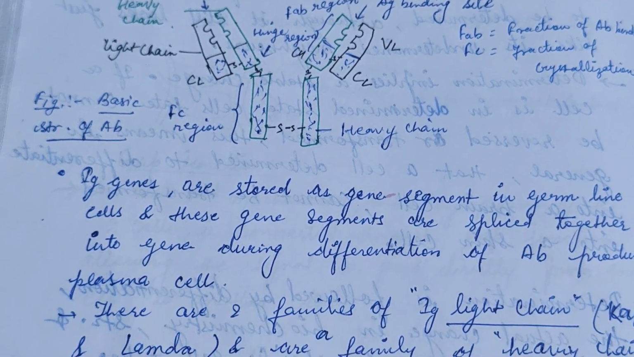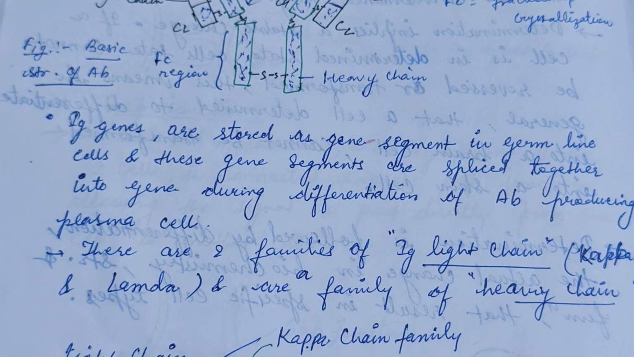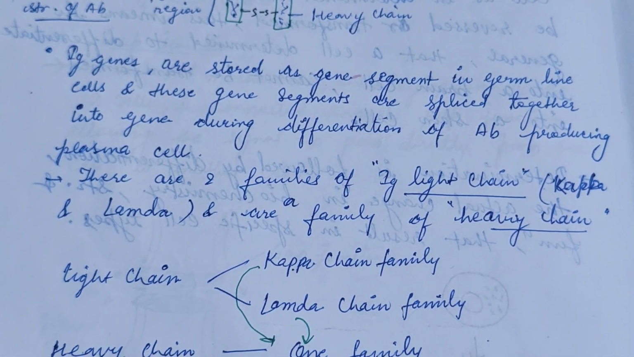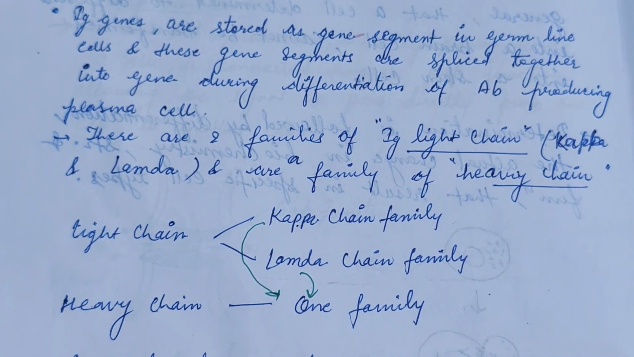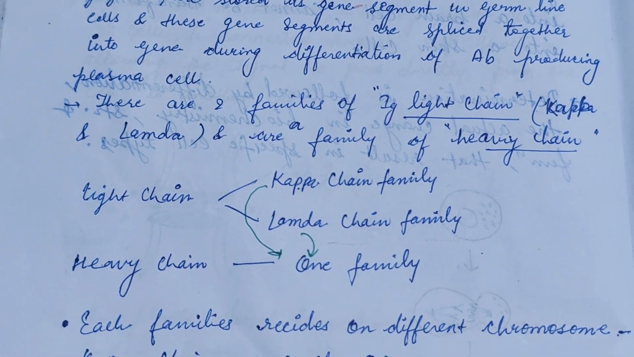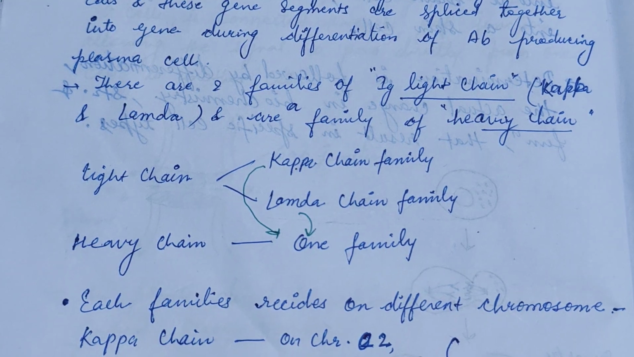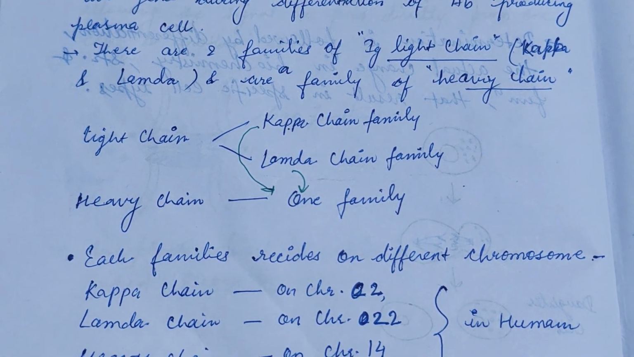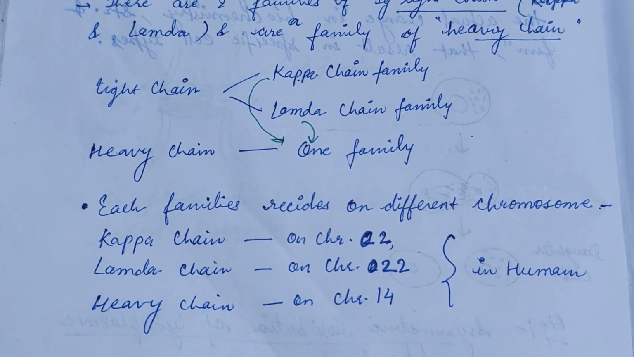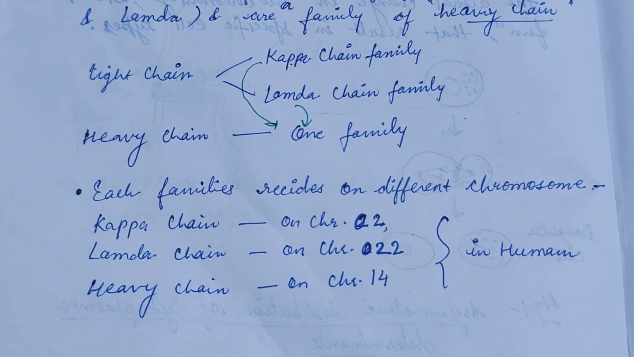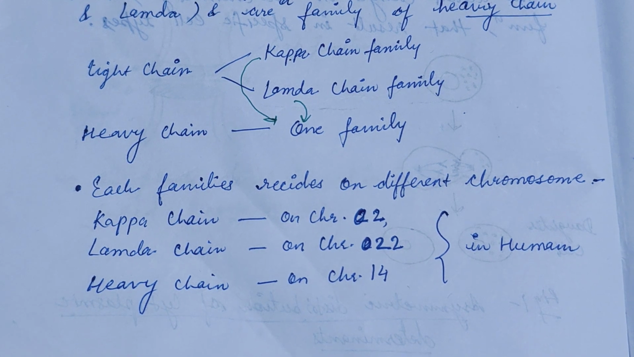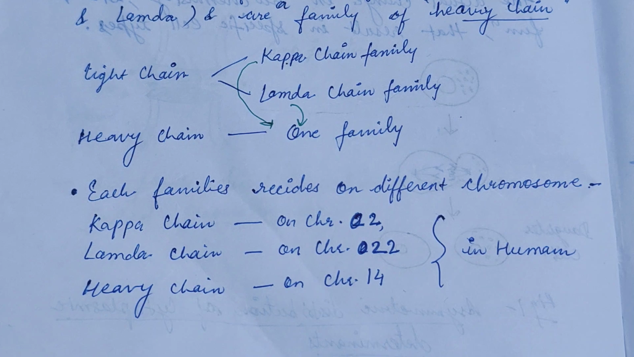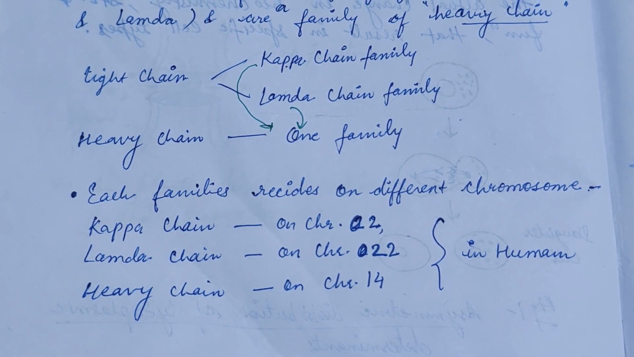So Ig genes are stored as gene segments in germline cells, and these gene segments are spliced together into a gene during differentiation of the antibody producing plasma cells. There are two types of families, the Ig light chain and the Ig heavy chain. Light chain contains two families, Kappa and Lambda, whereas the heavy chain has only one family. The Kappa chain is on chromosome number 2, while the Lambda chain is on chromosome 22. Heavy chains are on chromosome 14.